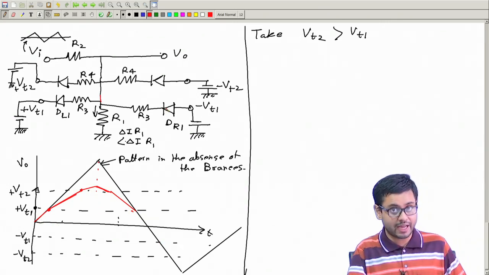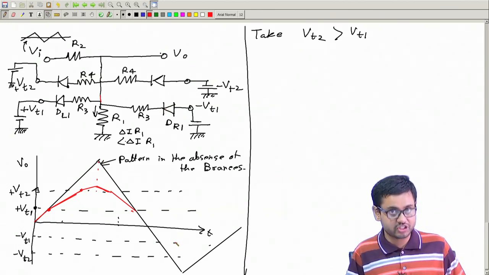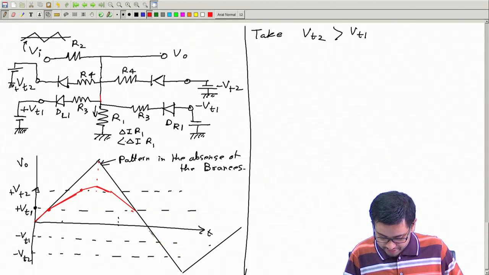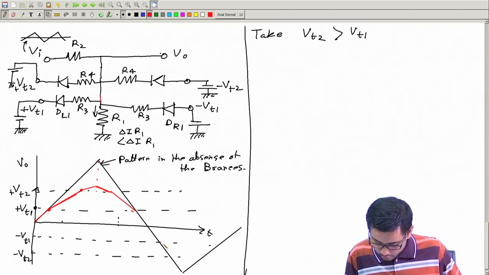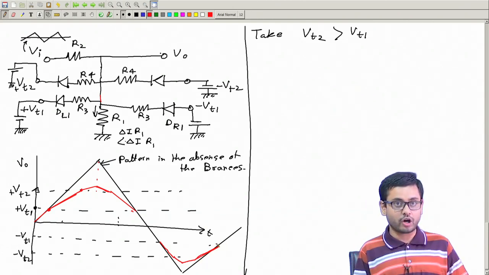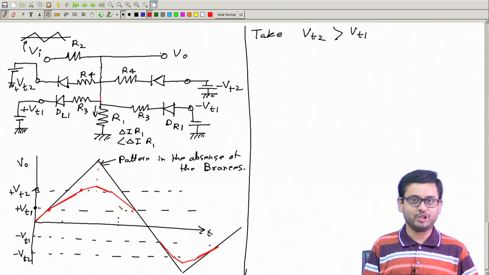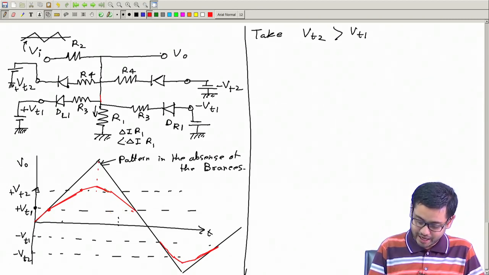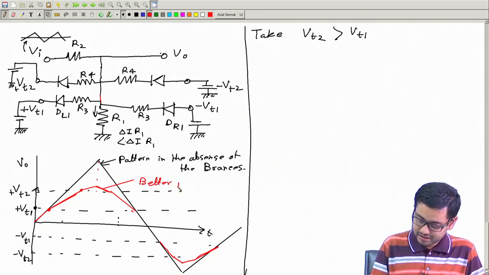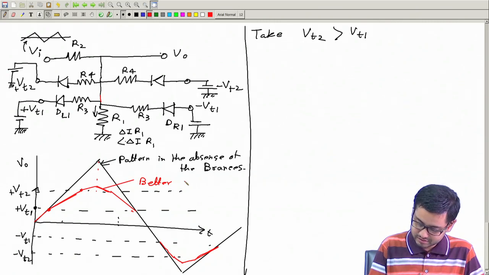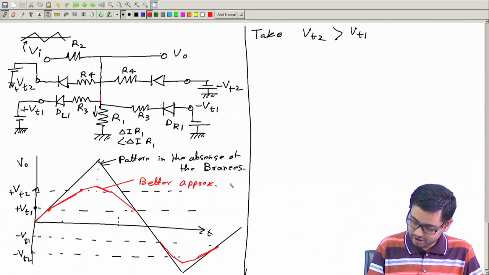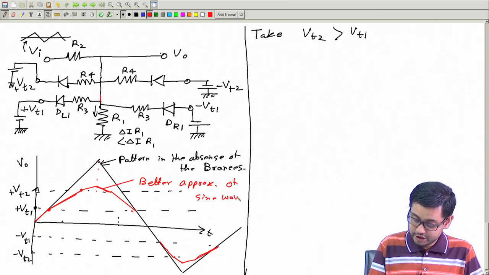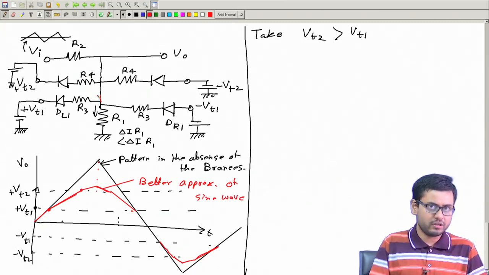Similarly, on the negative side, if you do the analysis on your own, I am not doing it, I request you, please do it. On this side, you will find initially it will go down fast, then slower, and then even slower, and like this. My drawing is not good, but you do the analysis on your own. I hope you can do it. I believe you can do it. So this is a better piecewise approximation of a sine wave. If you need even better, take more stages, 3, 4, as many as you want.